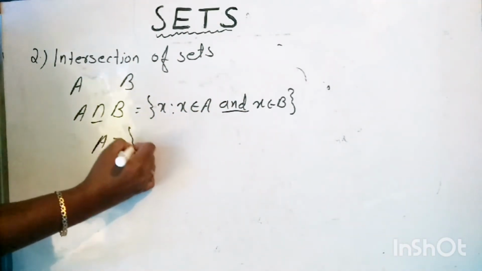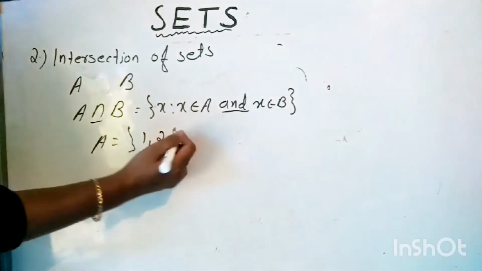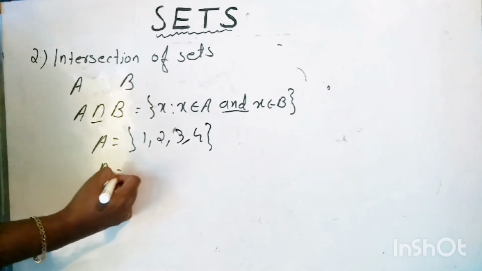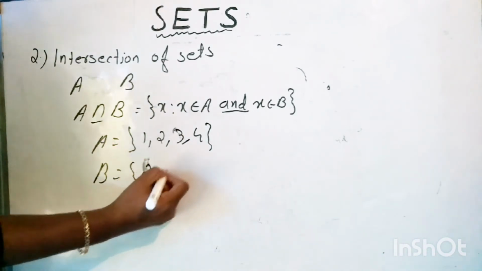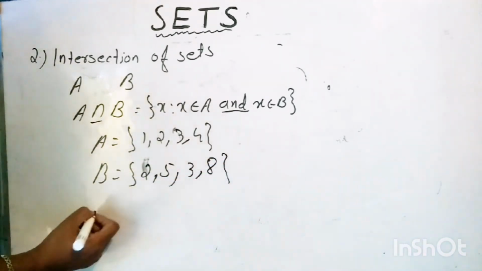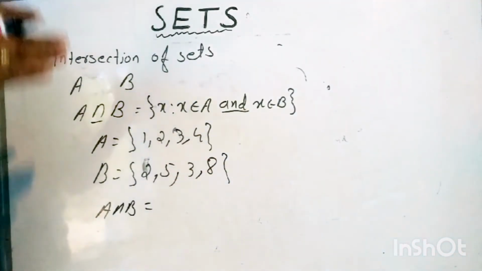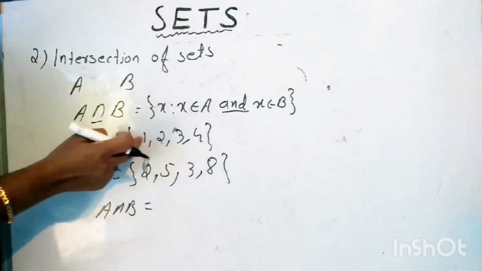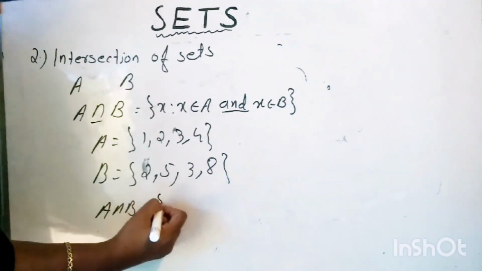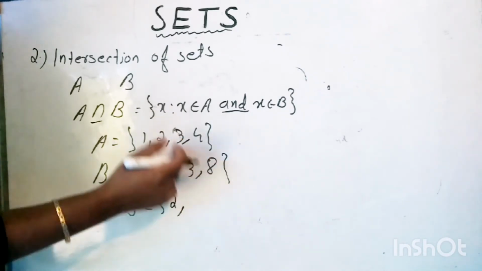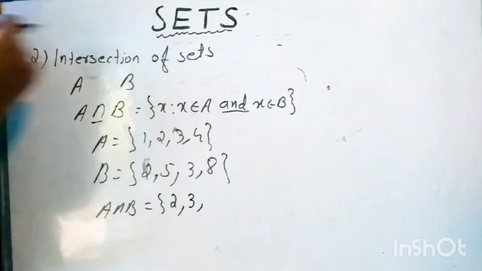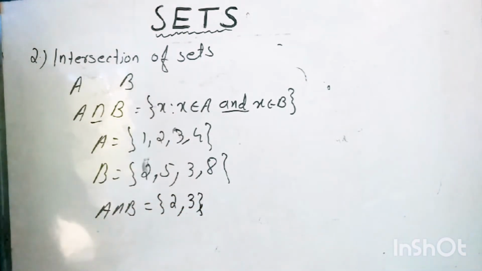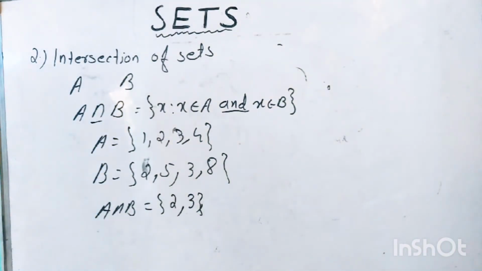So A is equal to {1, 2, 3, 4} and B is equal to {2, 5, 3, 8}. Then A intersection B means we need to find the common elements in A and B. 1 is not common, 2 is common in A and B, 3 is common, 4 is not common, 5 is not common, 8 is not common. So just list out the elements which are common in A and B. That is A intersection B. The intersection of sets is also commutative and associative.